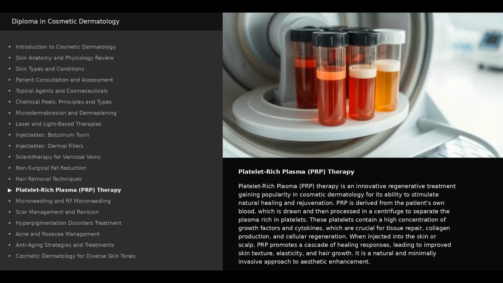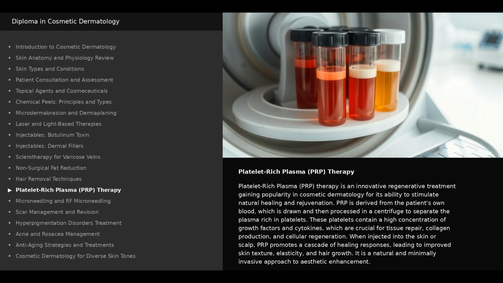Platelet-rich plasma (PRP) therapy. Platelet-rich plasma (PRP) therapy is an innovative regenerative treatment gaining popularity in cosmetic dermatology for its ability to stimulate natural healing and rejuvenation. PRP is derived from the patient's own blood, which is drawn and then processed in a centrifuge to separate the plasma rich in platelets. These platelets contain a high concentration of growth factors and cytokines, which are crucial for tissue repair, collagen production, and cellular regeneration.